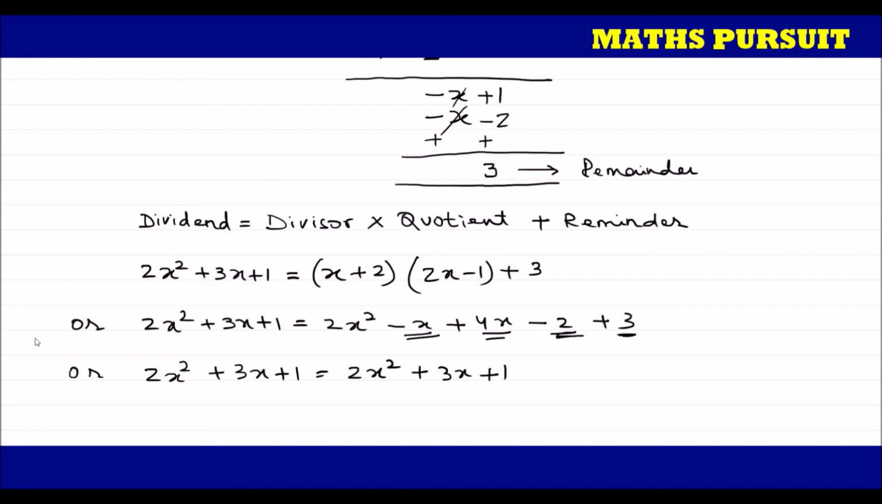Now guys, you could see that we got left hand side equal to right hand side. That means the dividend that was given originally, we got with the application of this formula: dividend is equal to divisor into quotient plus remainder.